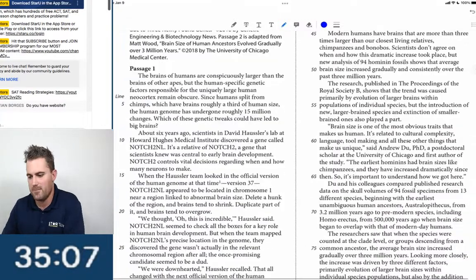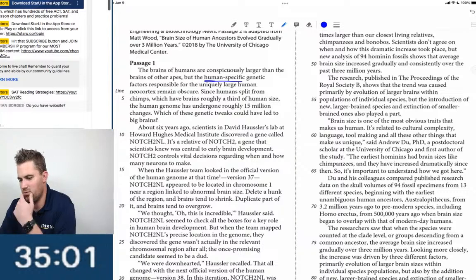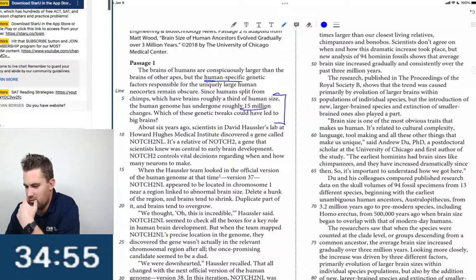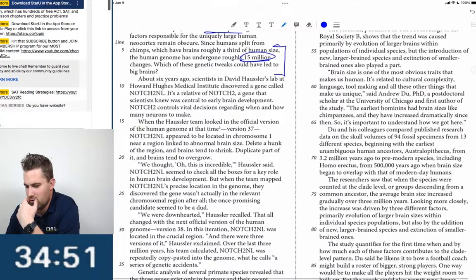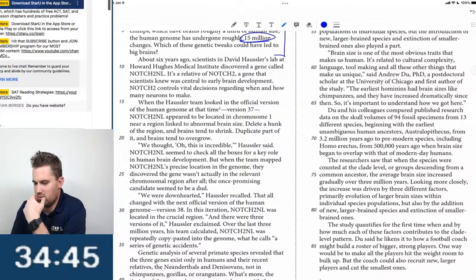So the brains of humans are conspicuously larger than the brains of other apes, human-specific genetic factors. Since humans split from chimpanzees, roughly a third of human size, the human genome has undergone roughly 15 million changes. Six years ago, a gene was called this, for the gene that makes a decision regarding when and how many neurons to make.